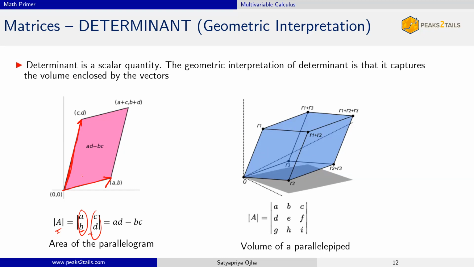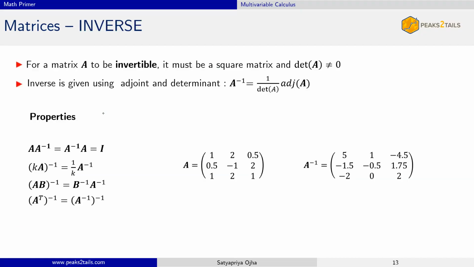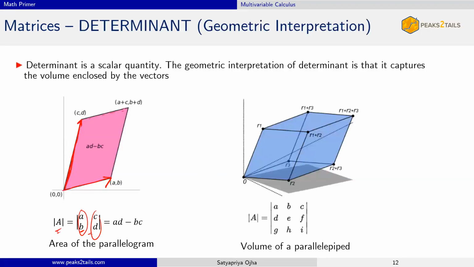Now, the area of the parallelogram formed by these 2 vectors. Repeat the same vector here and here, and we get a parallelogram. The area of the parallelogram is the determinant of A. How nice. It's actually AD minus BC. So 2 vectors are capturing some area like this. That's the determinant.